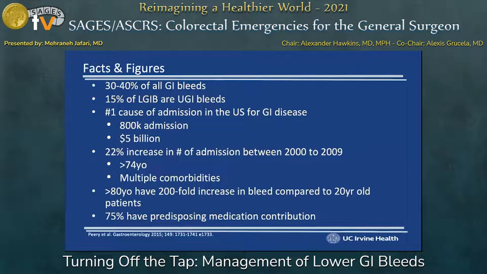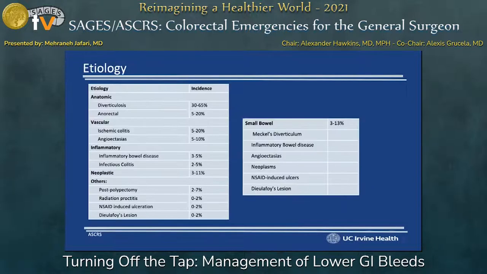About 30 to 40% of all GI bleeds are lower GI, and of those, 15% are upper GI. It's the number one cause of admission in the US for GI disease, and it costs a fair amount of dollars. There's been an increase in admissions over the past 20 years, mainly secondary to increasing age, as well as comorbid conditions. And 75% of patients who actually get admitted have predisposing medication contributions.